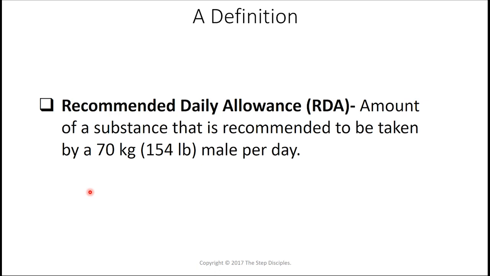The recommended daily allowance, or the RDA, is the amount of substance that is recommended to be taken by a 70 kilogram male per day, or 154 lb if you're going to use United States units. In this lecture, I'm really going to assume that you know some of the basic things from your common knowledge, like how many calories are recommended for a 70 kilogram male per day, around 2200, 2300.